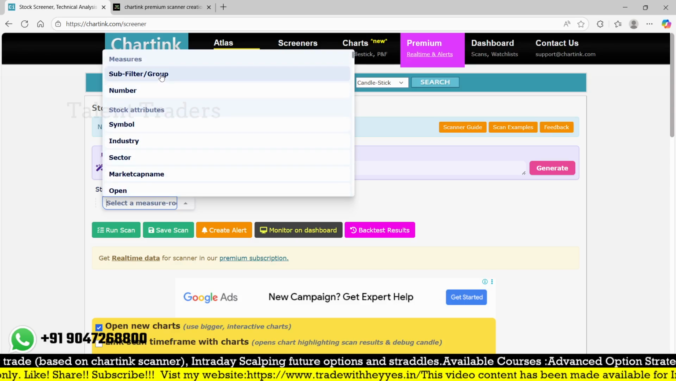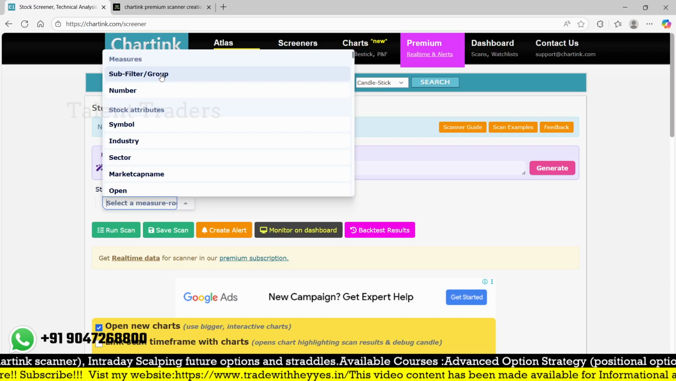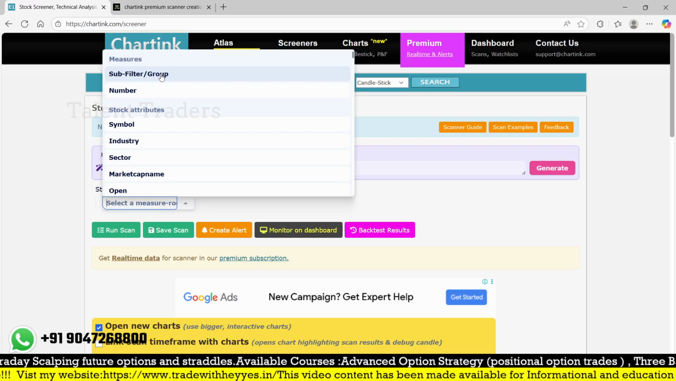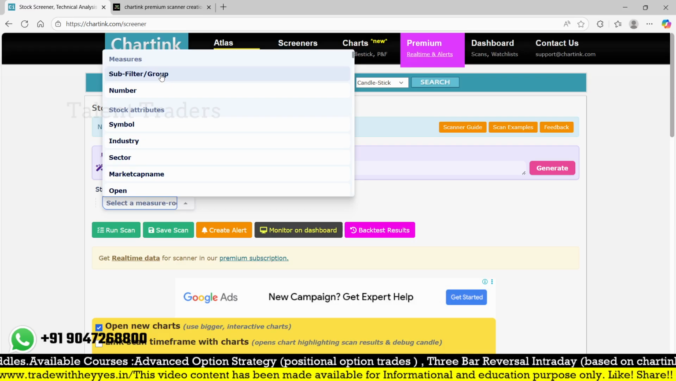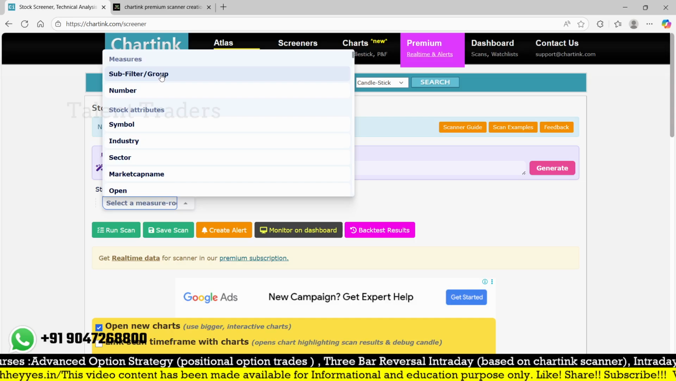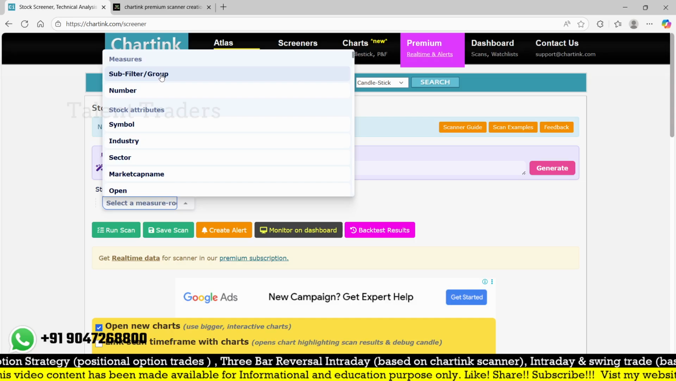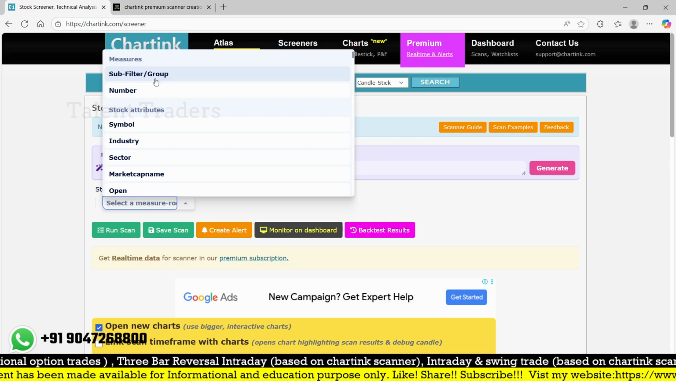Also one more thing is the sub filter or subgroup. We will use that if you are comparing three or four variables or four logics, where any one of the logics is going to be met. So this one is also very important.